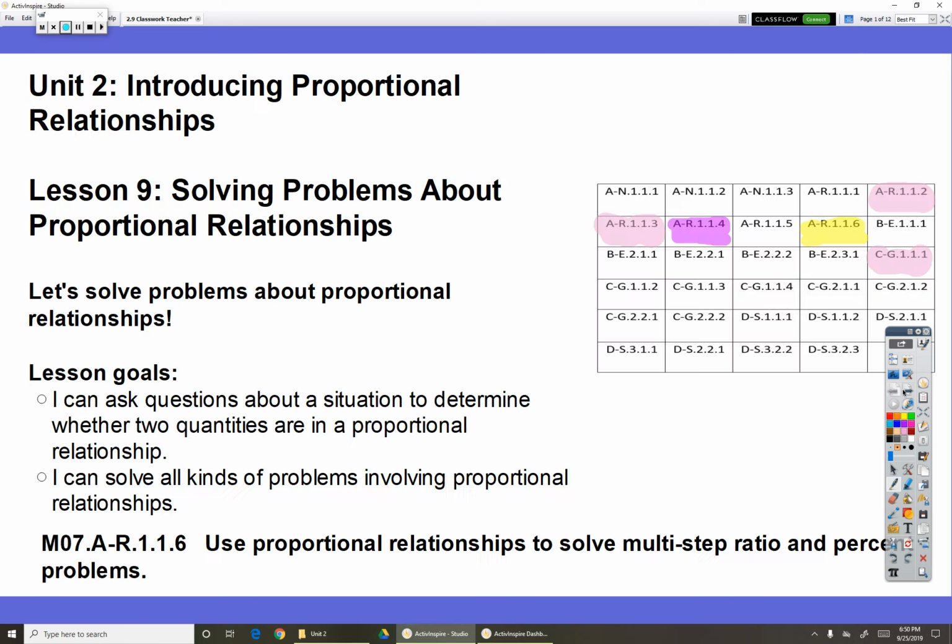All right, today's lesson is solving problems about proportional relationships. We'll be solving problems today with a focus on asking questions about a situation to get information that you need and possibly even to determine whether or not the relationship is a proportional relationship.